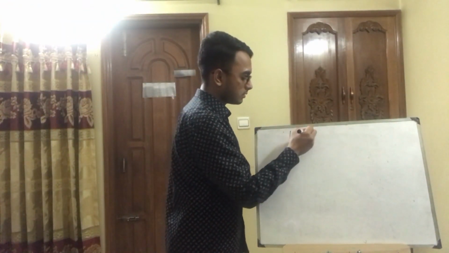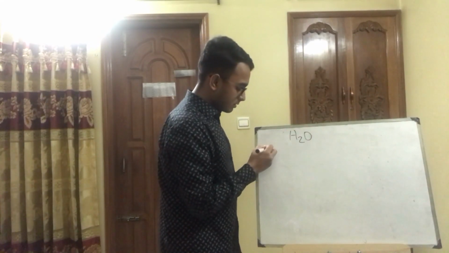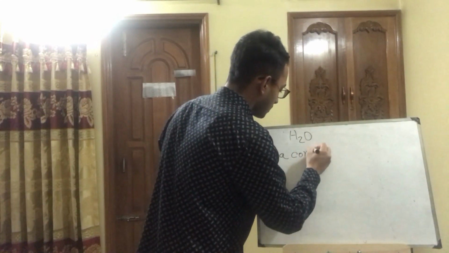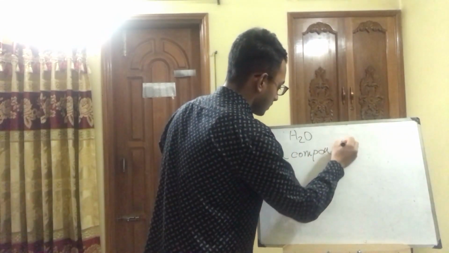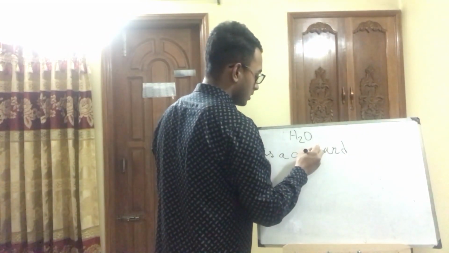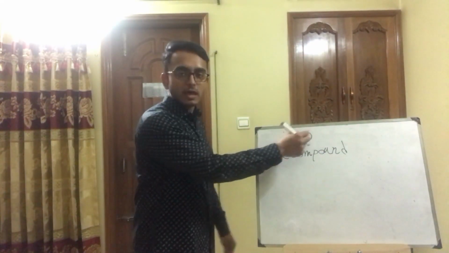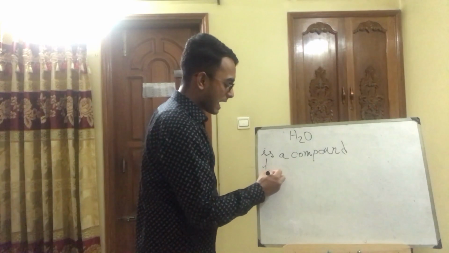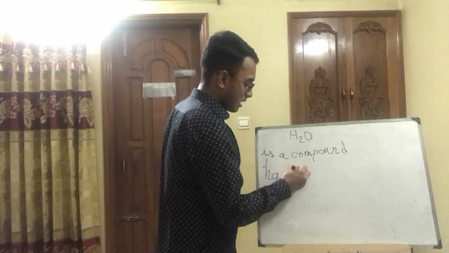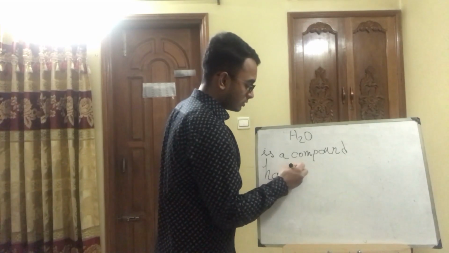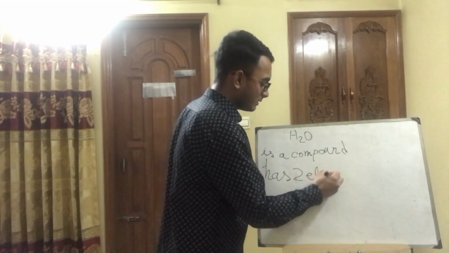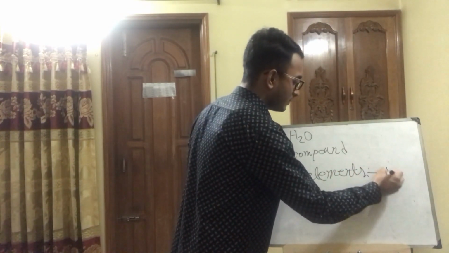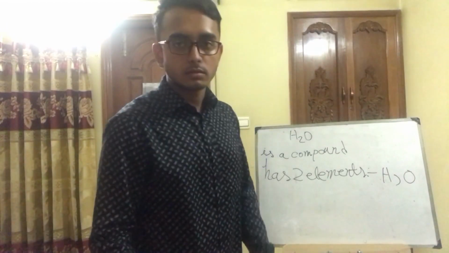So water is a compound because it is joined by more than two types of atoms, hydrogen and oxygen. Water has two elements, hydrogen element and oxygen element.